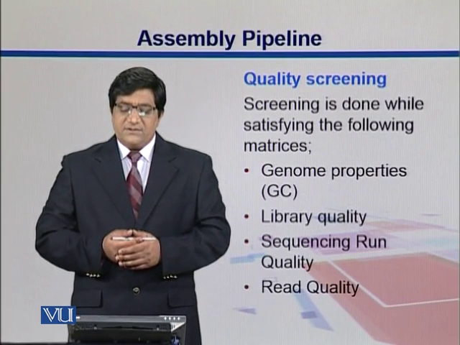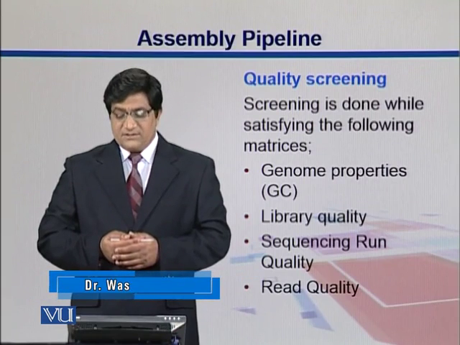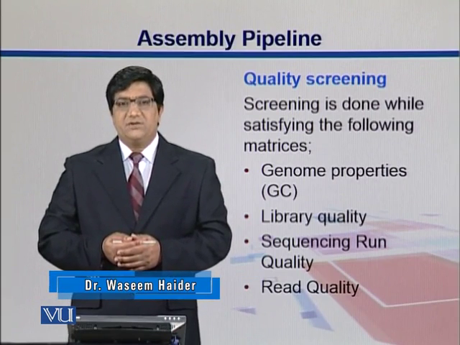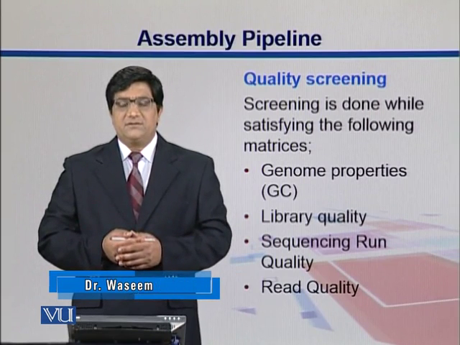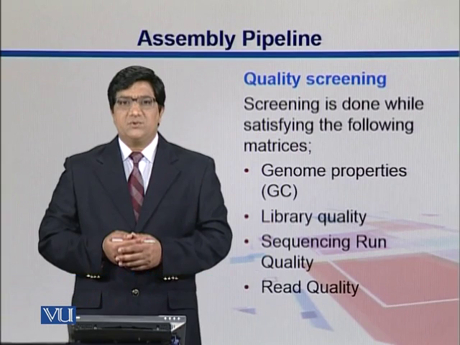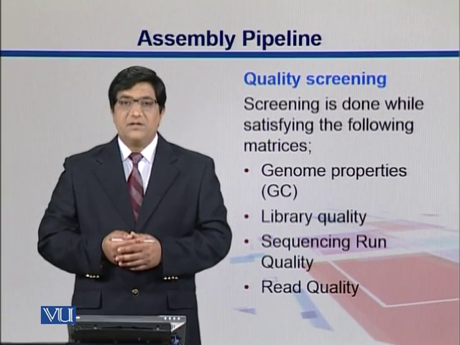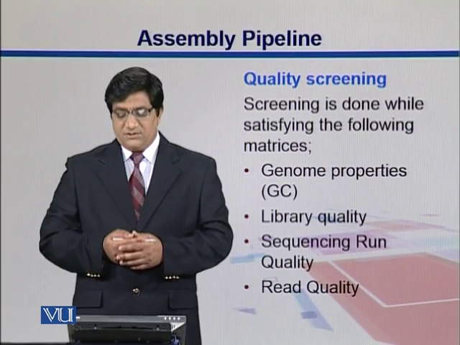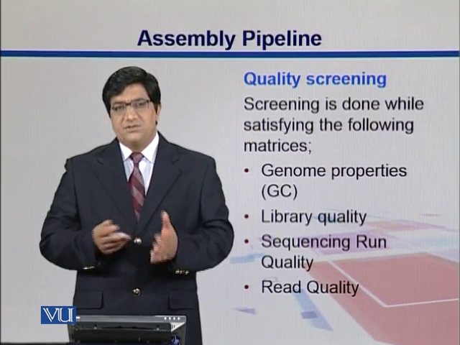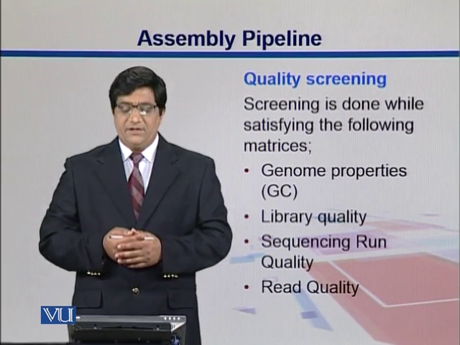In quality screening, it is done while satisfying the following metrics. Number one, we look into different genome properties. For example, a very important and interesting task is to look into the proportion of GC content. Then we look into the library quality, how good our libraries are, and we also look into the sequencing run quality and the read quality. So this is about the quality of the short read data.